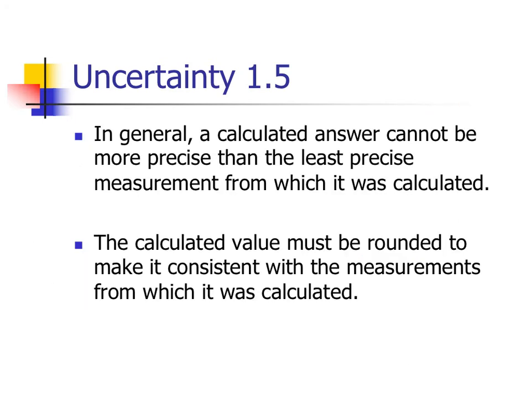In general, the calculated answer can't be more precise than the least precise measurement, meaning you're only as good as your worst measurement. The cliched statement is you're only as good as your worst player, right? Or the chain is only as strong as the weakest link. Your measurements are only as good as your worst measurement. So if you make good measurements all the time, your numbers are going to be good. Unless you just have really good precision and then bad accuracy.